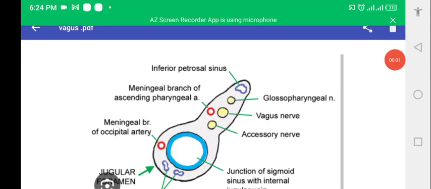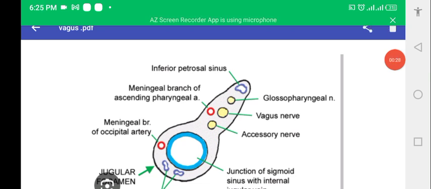Okay, so now we are going to look at the structures that are passing through the jugular foramen. There are three important structures that we must memorize. Those structures are passing through the jugular foramen. One of the most important structures is the vagus nerve. As we understand, the function of the vagus nerve is respiration and controlling our main functions in the thorax.